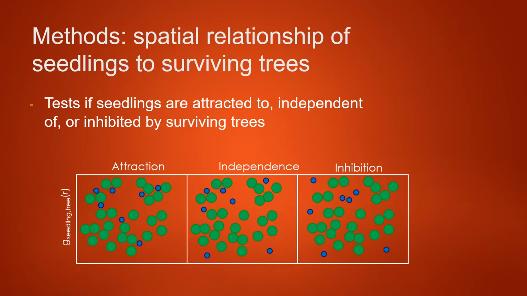The next question is the spatial relationship of the seedlings to surviving trees. We're interested in testing if the seedlings are attracted to, independent of, or inhibited by surviving trees.